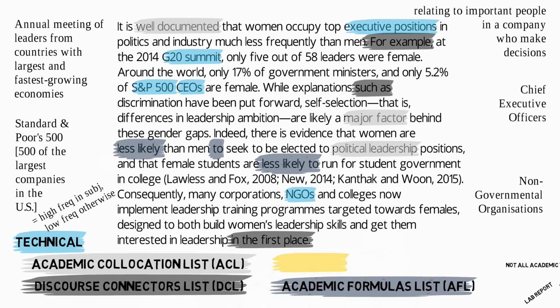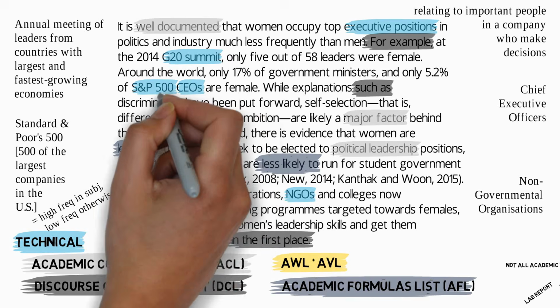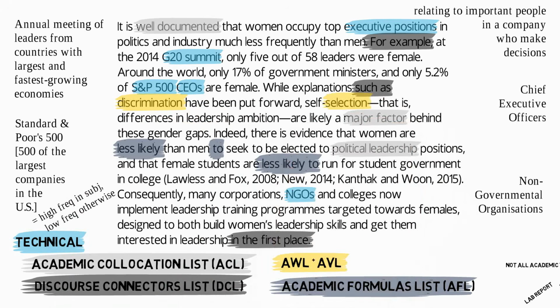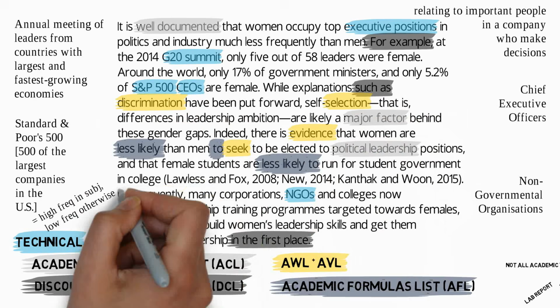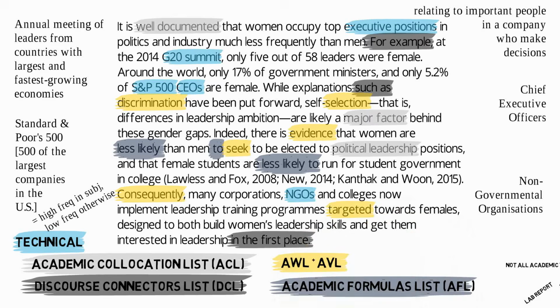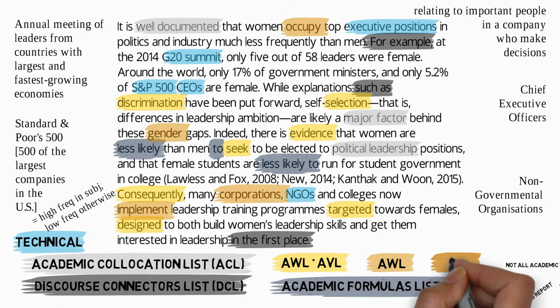How about single academic words? Well, let's look at ones first which occur both in the academic word list and the academic vocabulary list. And there are quite a few of these. Discrimination is one, selection, evidence, seek, consequently, which is also in the discourse connectors list, targeted, and designed. Words which are just in the academic word list: occupy, gender, corporations, and implement.